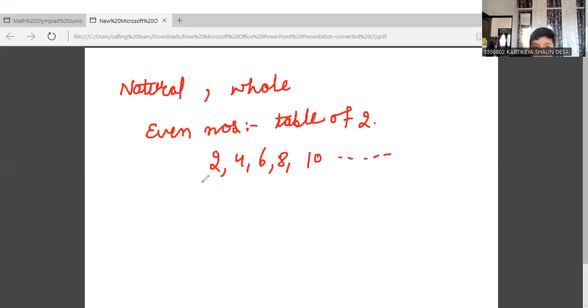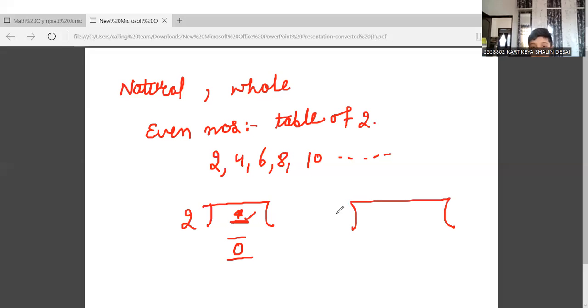Now there can be one more definition: any number which, when divided by 2, gives remainder 0. If I write a as any number and we divide it by 2, and the remainder comes to be 0, then this number is called an even number. Can you see that? Can you tell me one thing? If I write this way, that let this be D, this be A, this be Q, and this be R, what is the name for this number?